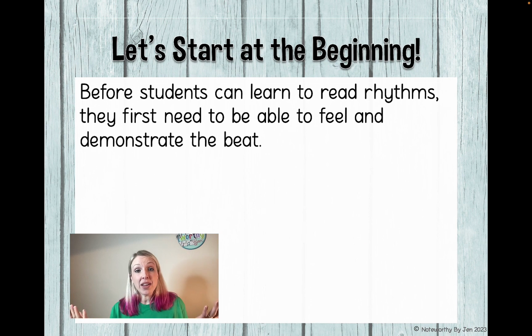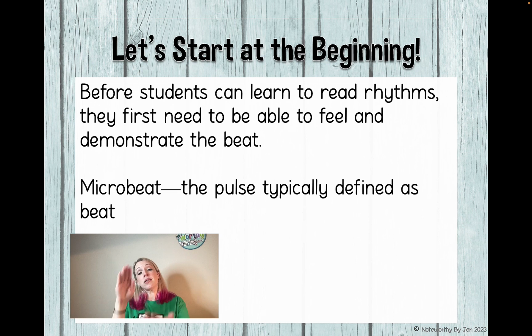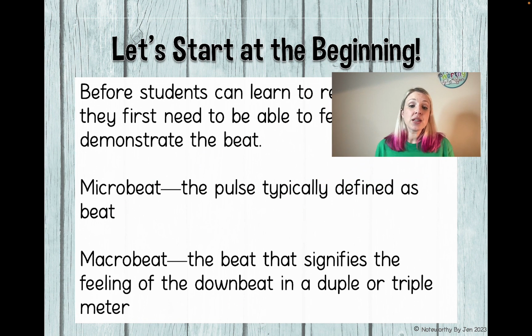Before you can do anything with rhythms, students have to have a solid sense to be able to feel and demonstrate the beat. Then you can add things on to that. Microbeat is the pulse we typically define as the beat, right? This is terminology used in music learning theory, sometimes called Gordon. And then the macro beat is the beat that signifies the feeling of the downbeat in a duple or a triple pattern. So like 1, 2, 3, 1, 2, 3, 1, 2, 3, 1, 2, 3. It's good for kids to be able to feel both of those. If you want more information on that, look it up.